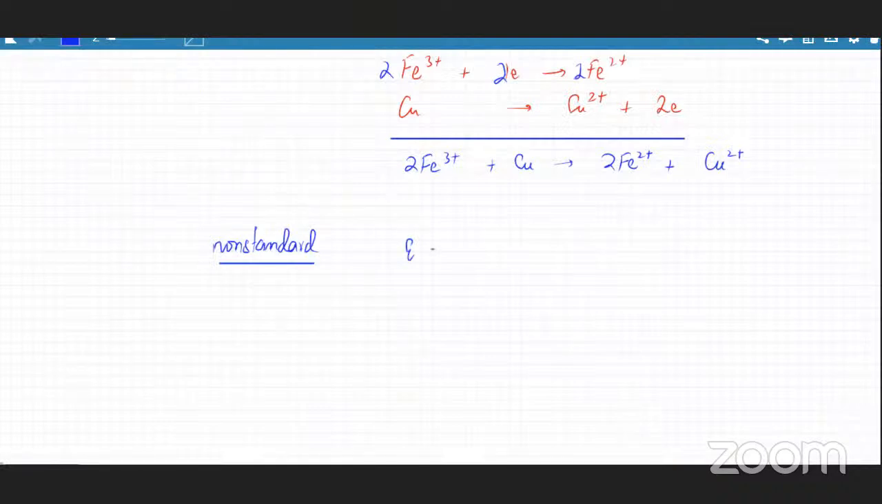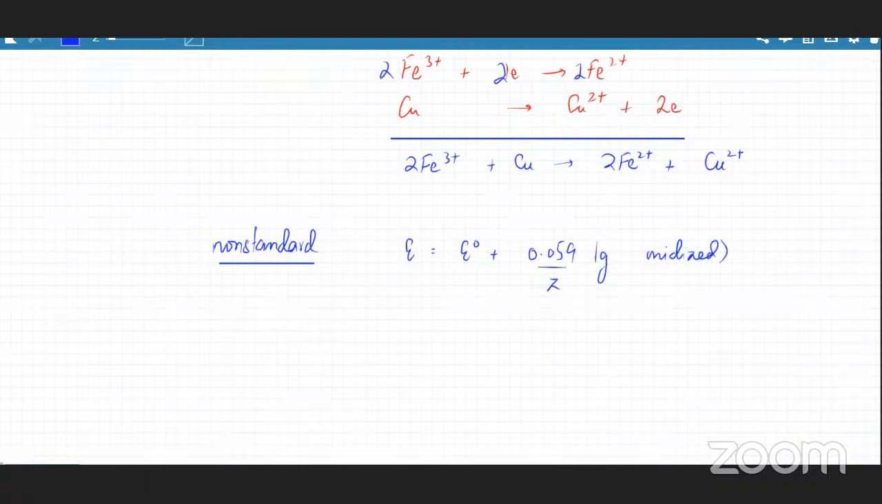You have to remember that. Most of the questions that's already given, but still you have to memorize this. As a 0.059 divided by z log of. Now, oxidized species is the one that is formed after oxidation. That's the one that's on the left side, if you look at the data booklet.